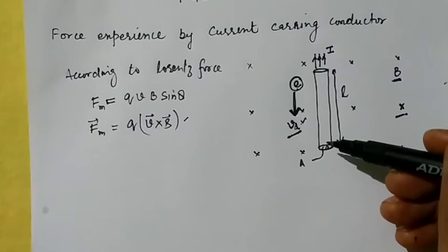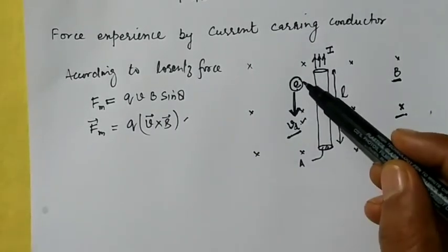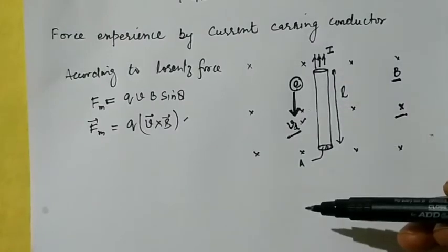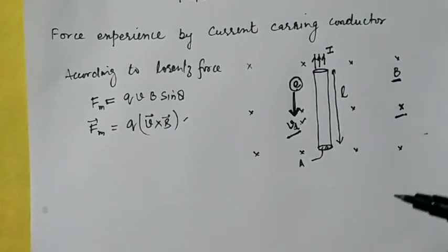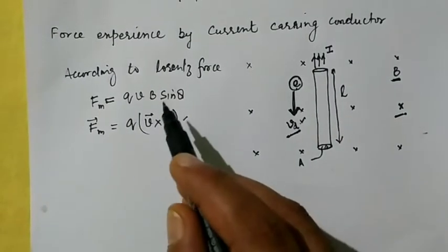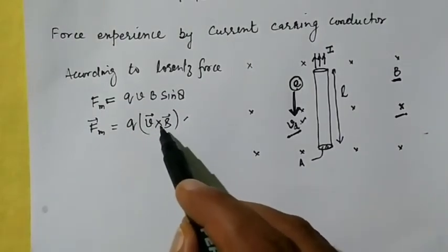So, by using this concept, I will first calculate the force on one electron, then the force on all the electrons. Now we know that according to the Lorentz force, the force in vector form is equal to q v cross B.